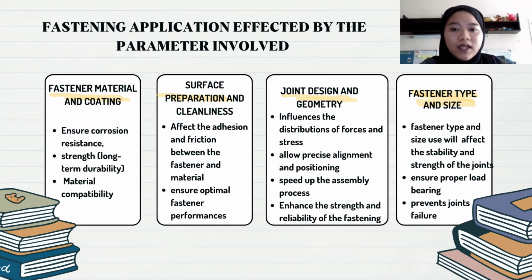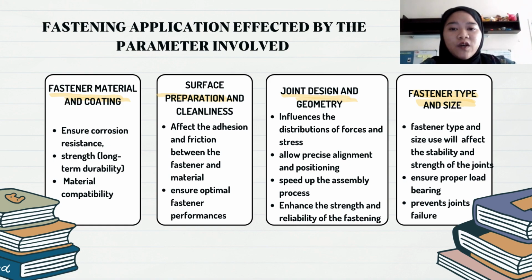Next is the fastening application affected by the parameters involved. First, the application of fastener material and coating. This application will ensure the corrosion resistance, strength, which is the long-term durability, and material compatibility. Next is the application of surface preparation and cleanness. It will affect the adhesion and friction between the fastener and material and also ensure the optimal fastener performance.